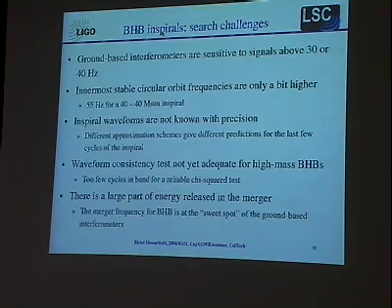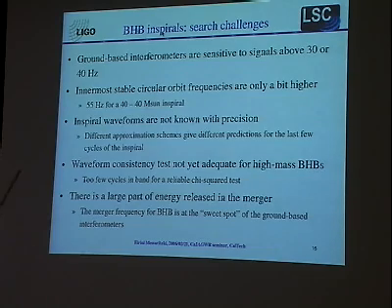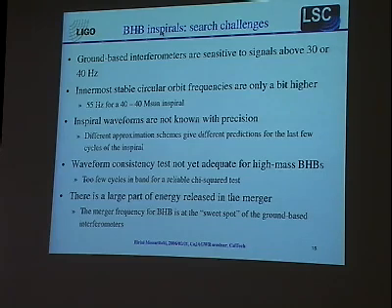So to put all this in words, the ground-based interferometers are sensitive to signals above 30 or 40 hertz. The innermost stable circular orbit frequency for many of the binaries that we're looking for in the black hole search is only marginally above that. So for many of the signals we're looking for, we have just a few cycles in band. And that's what we're looking for.